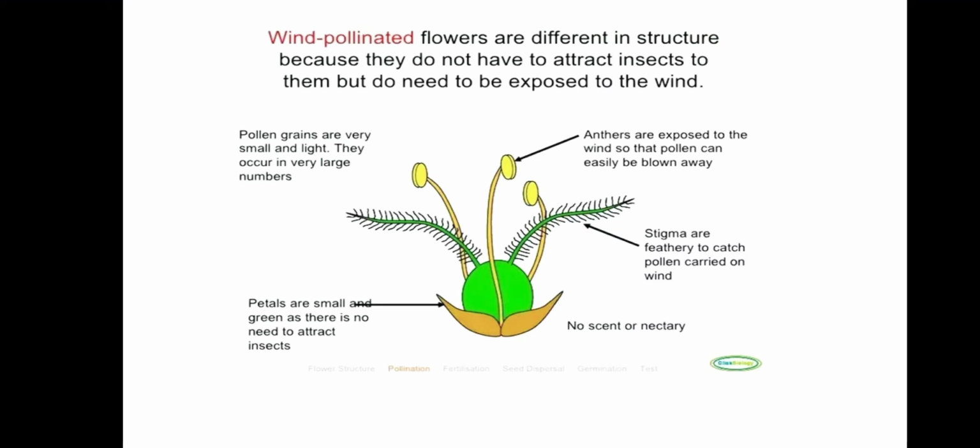The important features are the pollen grains are very small and light. They occur in a very large number. Petals are small and green, and there is no need to attract insects. No scent or nectar. Stigma are feathery to catch pollen grain carried on wind. Anthers are exposed to wind so that pollen can easily be blown away. This is an example of a wind pollinated flower.